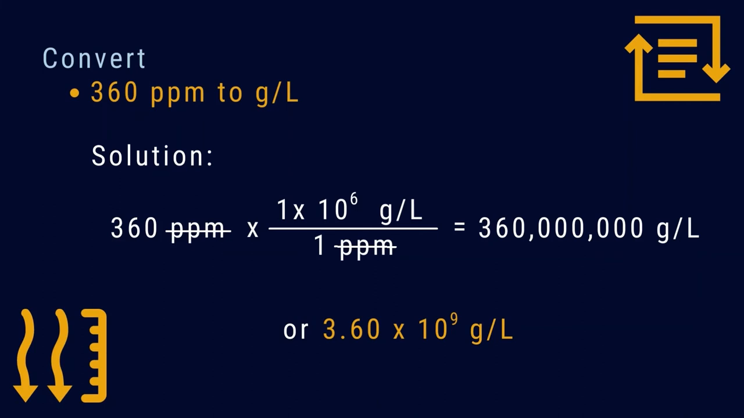Convert 360 ppm to grams per liter. To do this, first we need to look for the value of ppm in grams per liter. In this example, 1 ppm is equal to 1 million grams per liter, or in scientific notation, 1 times 10 raised to the 6 grams per liter. Cancel the unit of ppm, then multiply 360 by 1 times 10 raised to the 6, so we can get 360 million grams per liter, or in scientific notation, 3.60 times 10 raised to the 9 grams per liter.